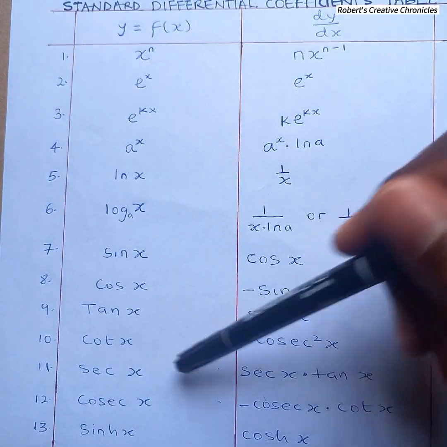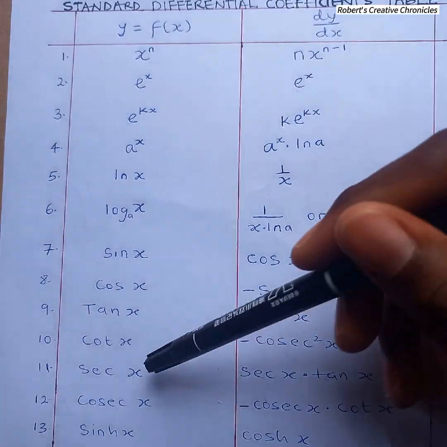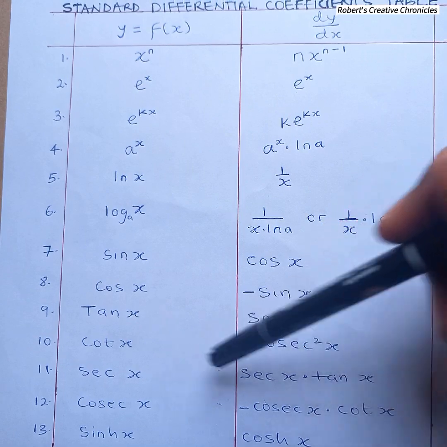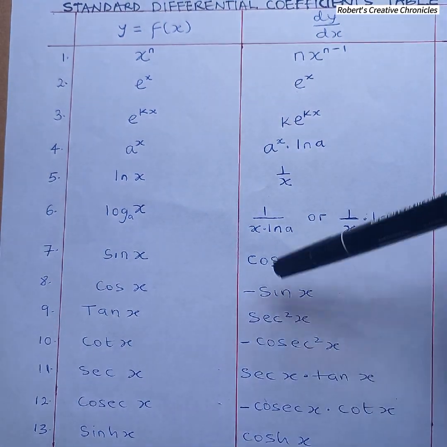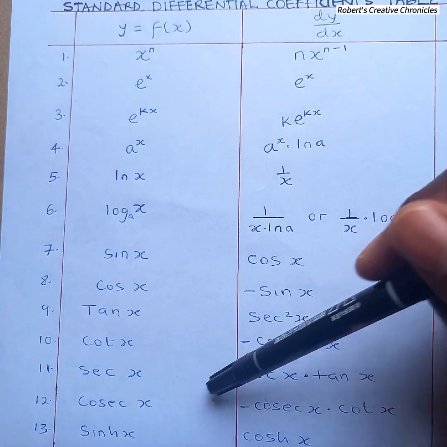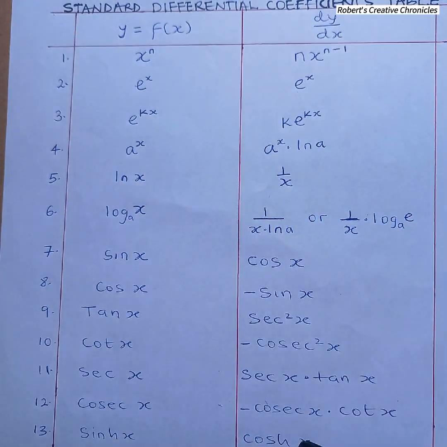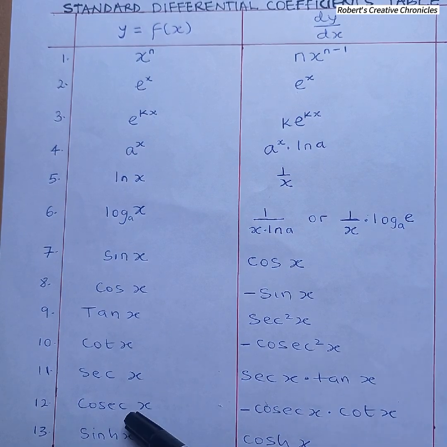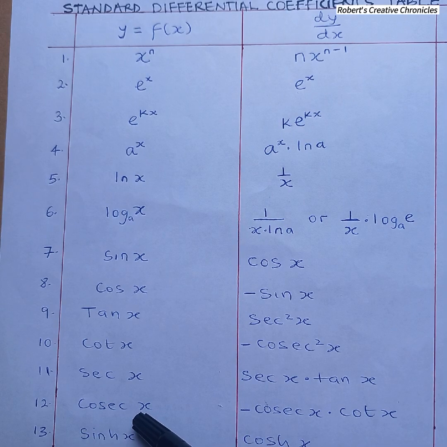Sec x, the derivative is sec x tan x. Sec x is the inverse of cos. So this derivative is sec x tan x. Cosec x, the derivative of cosec x is negative cosec x cot x. Cosec x is the inverse of sine.